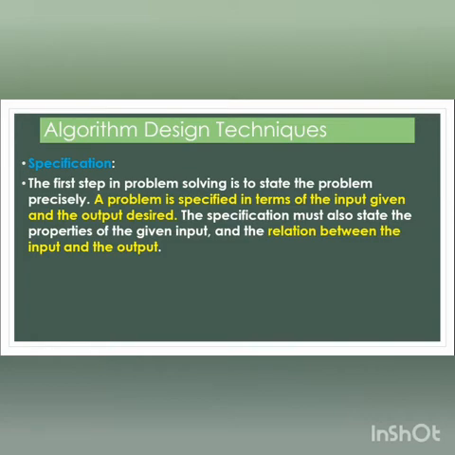So, in the first step, we have to analyze the problem and specify it, that is, we have to state the properties of the input. Based on the properties, we have to find the relation between the input and output. That is the solution of the problem. The relation between the input and output is the solution of the problem. So, the specification of an algorithm is the desired input-output relation.